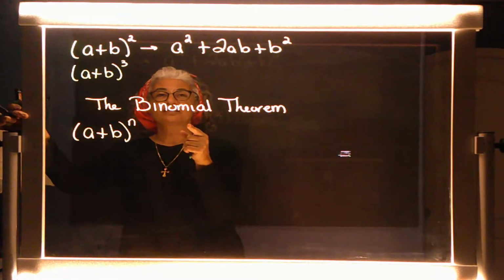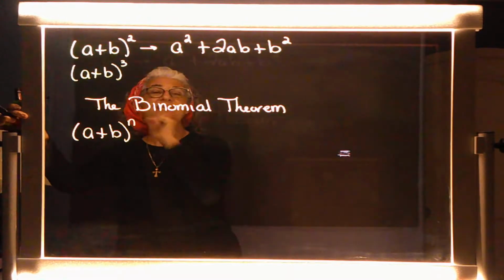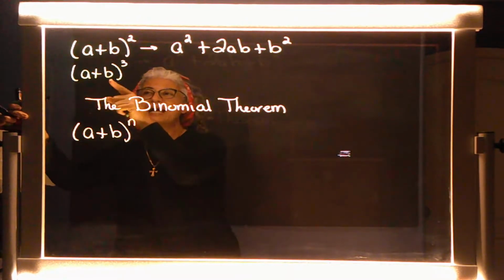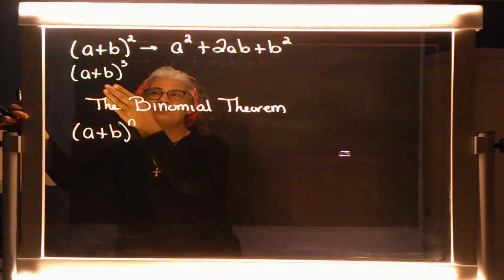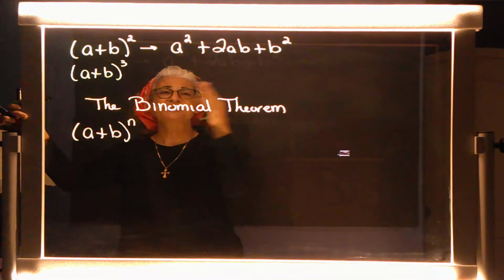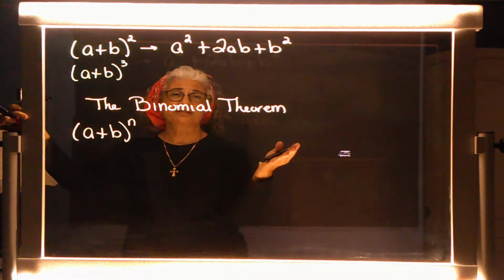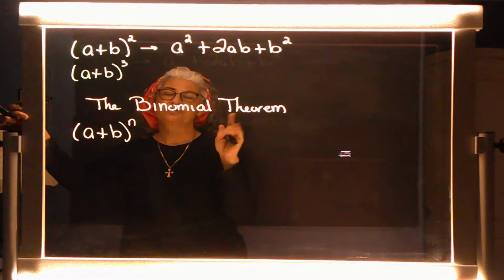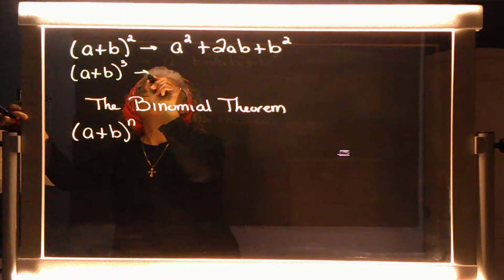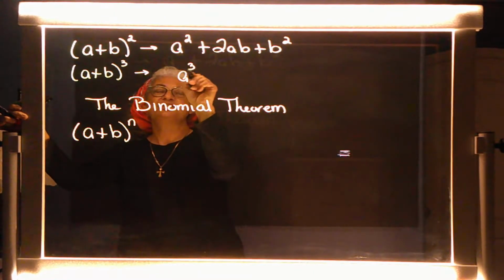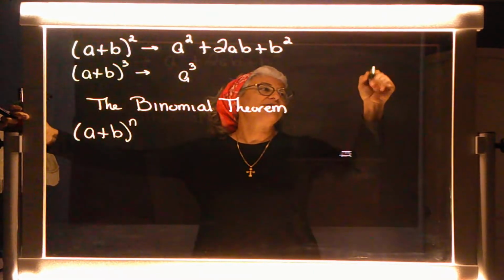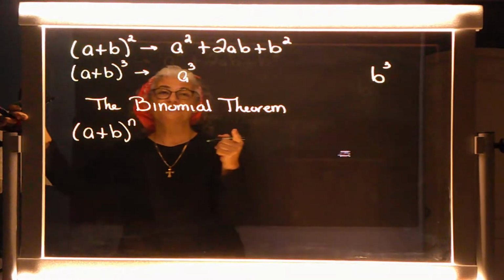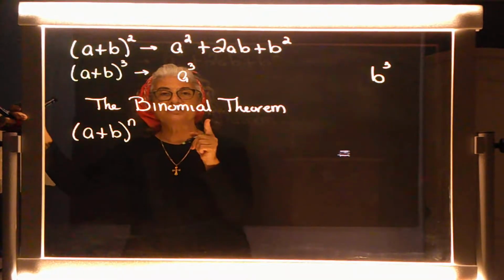Our challenge arises when the power gets higher than 2. Because now I'm like, what do I get here? I'd have to write this out 3 times and then do my distribution. And if I'm not paying attention, I could make a mistake. So I get that. The one thing you do know is that it's going to start with an a cubed, right? And you know it's going to end with a b cubed. Agreed? Okay.